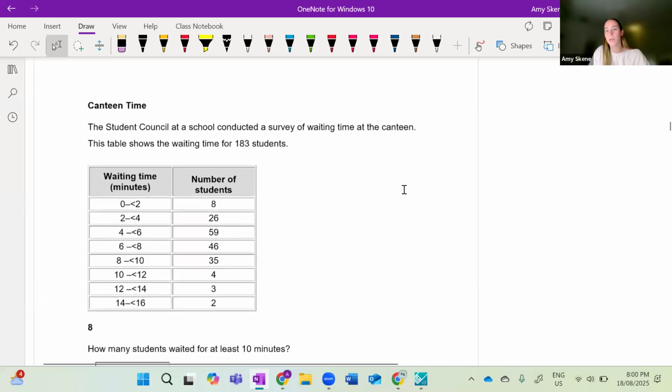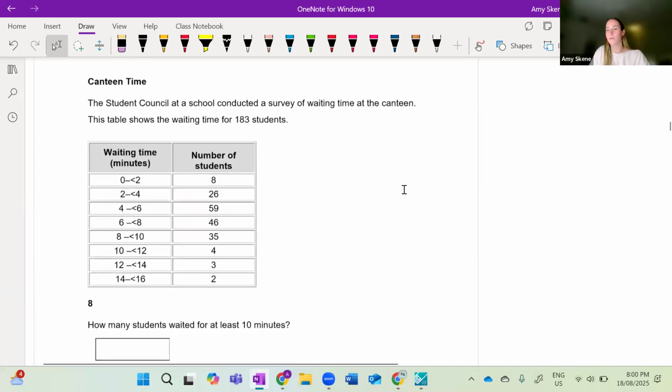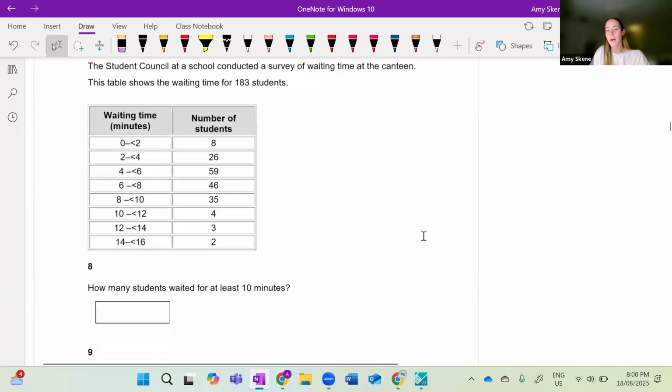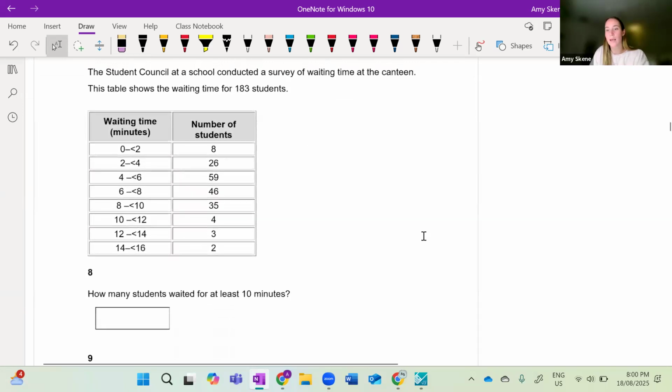Canteen time. The student council at their school conducted a survey of waiting times at the canteen. This table shows the waiting time for 183 students. How many students waited for at least 10 minutes? When you say at least 10 minutes, it means minimum. So at minimum 10 minutes, how many students waited for at least 10?